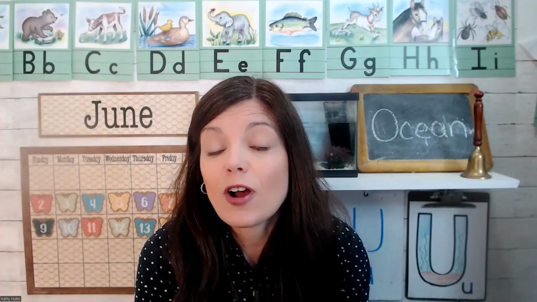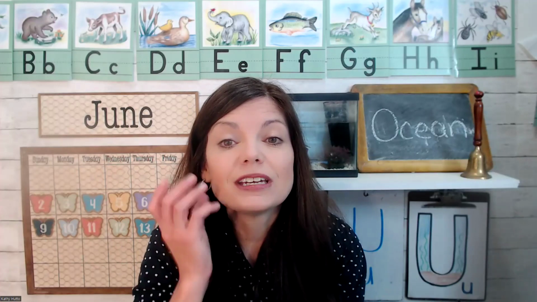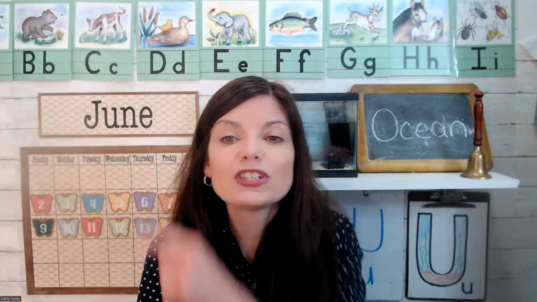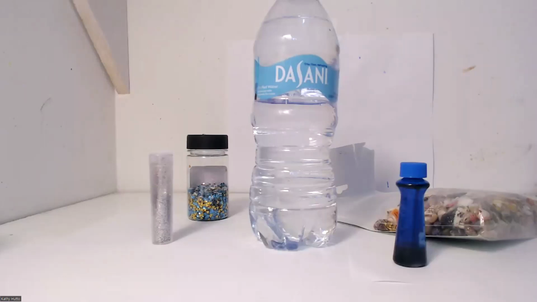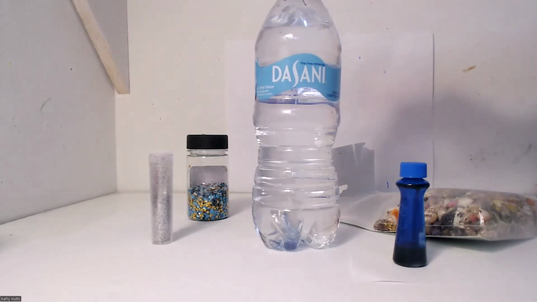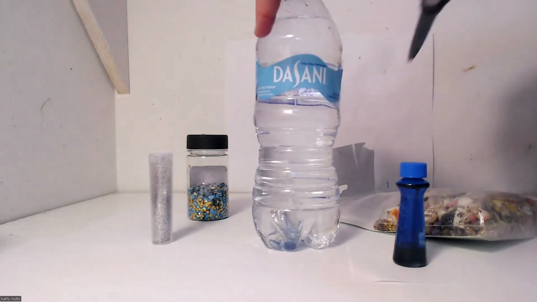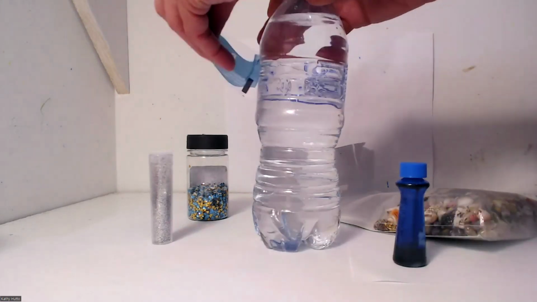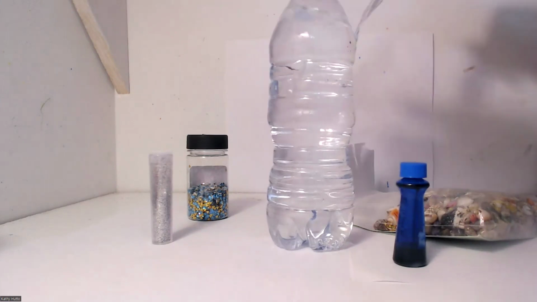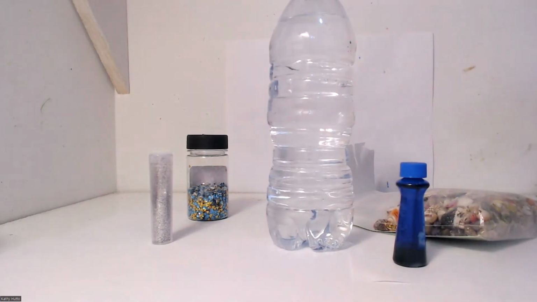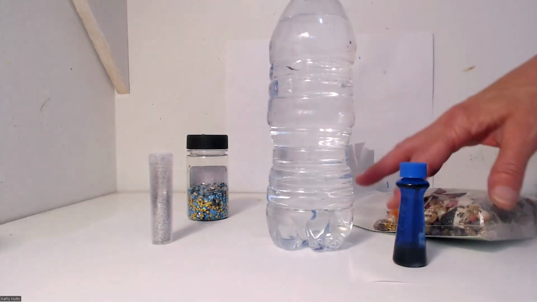Well, it's time for art, and for art today, we're going to make an ocean in a bottle. So let's head over to the art table and I'll show you how. Okay, so here we are at the art table, and I have a water bottle and it is filled with water. I'm just going to tear off the paper label, and I'm going to make the water blue.